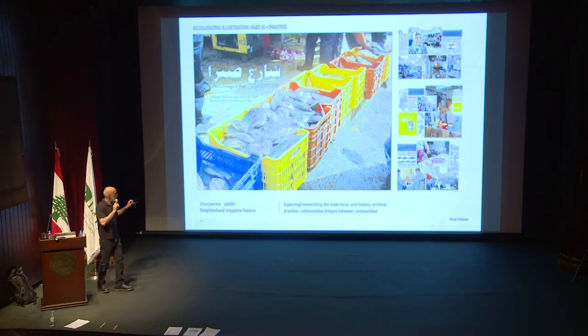And so the idea was, how do we bridge? And so the idea was find a friend in that community or that part of Beirut, go in, document. And this was a student, Farah Sleiman. She went into Sabra and did this. It was a magazine feature story.